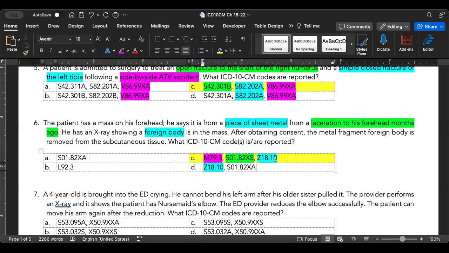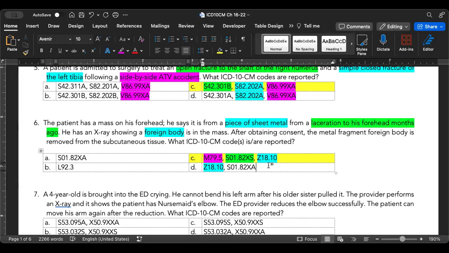Okay. Does that make sense now? I know this one's a little confusing. The first couple times that I saw this one, I really had to think about it. That's why I wanted to use this one as a good example tonight, so that you can see how, even though you think that the M79.5 for the foreign body and the Z18.10 are telling us the same thing, they are truly telling us two separate things.